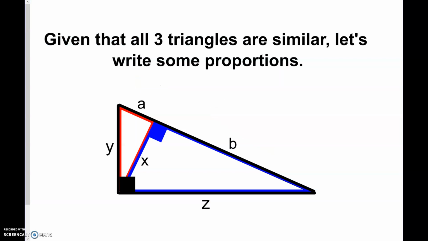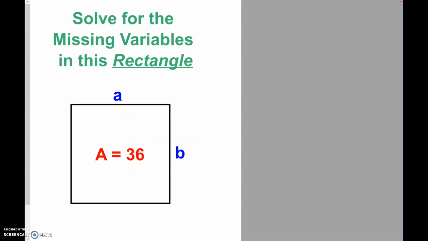Okay, so given that all 3 triangles are similar, can we write proportions? Okay, because they're all right. They all have a hypotenuse, they all have a short leg, and they all have a long leg. Okay, so let's look at this first one here. Oh, we're going to do something else first.